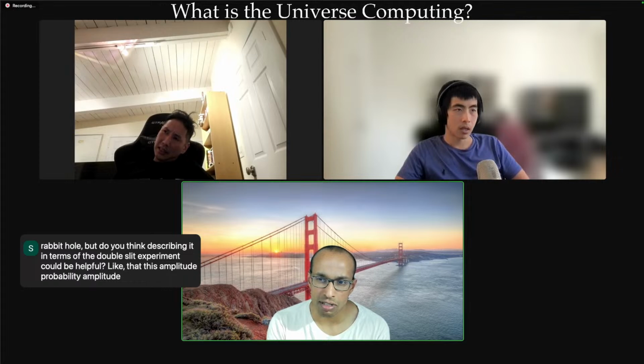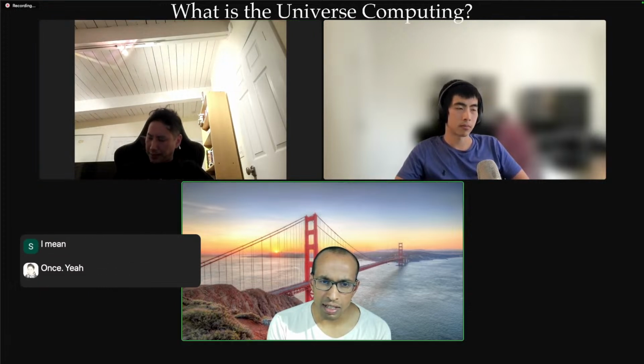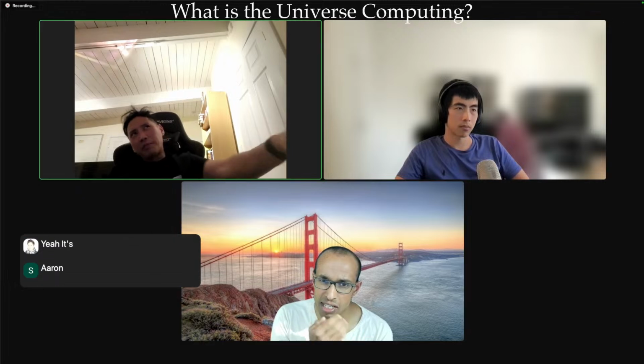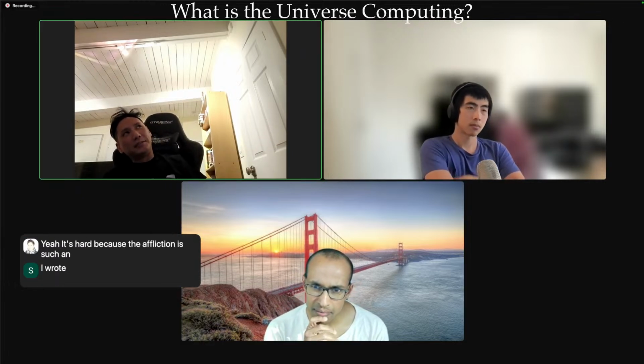All right. Maybe this takes us down another rabbit hole, but do you think describing it in terms of the double slit experiment could be helpful? This amplitude, probability amplitude, as it's called, the double slit experiment kind of shines a light on one of the confusing aspects of the amplitude. I'm just trying to think of more analogies that we can give. It's hard, right? Because the amplitude is such an abstract concept. Really, what is it doing?